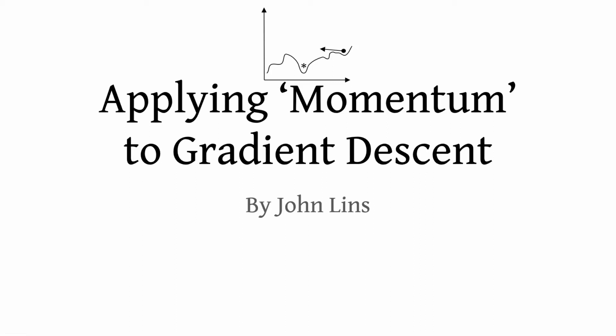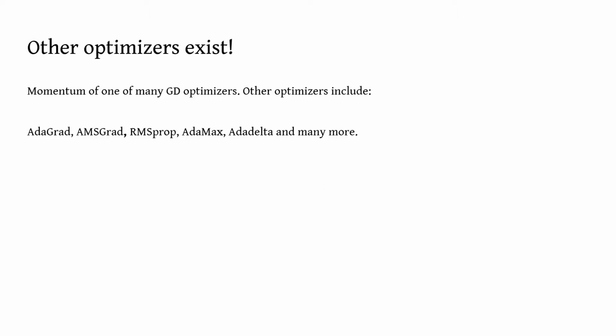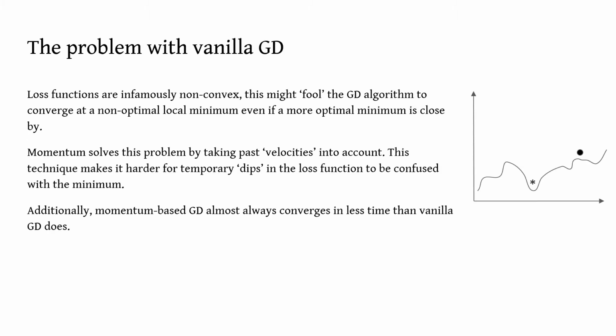Hello, I'm John Linz, and in this video I'll be discussing the momentum optimizer and how to apply it to gradient descent to not only converge faster, but also to converge at a more optimal local minimum in the loss function. To preface, I would like to say that other optimizers exist, but I will only be covering momentum in this video. So what is the problem with vanilla gradient descent?